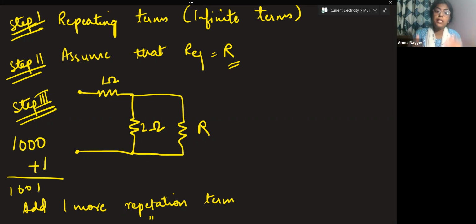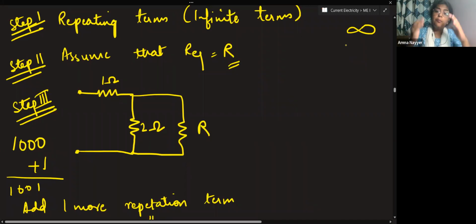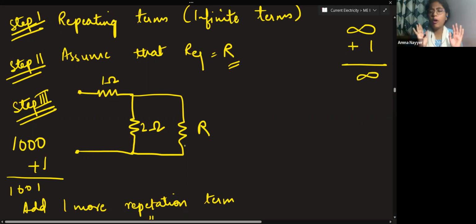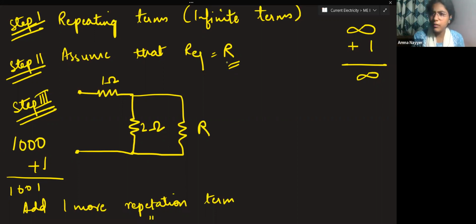So in a big number like infinity, this was just a small number, 1,000 that I've taken. In a big number like infinity, if you add a very small term like 1, what will be your answer? Infinity only. So if I add one more repeating term, the entire equivalent resistance will still be capital R only. It will be a little greater than capital R, but approximately the answer will still be the same. Addition of just one more repeating term to this whole huge infinite term, will it make any difference?